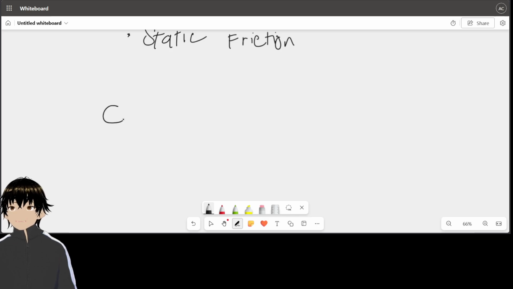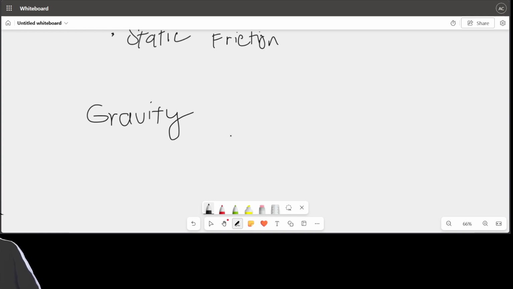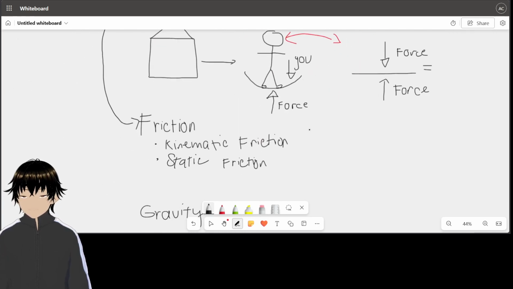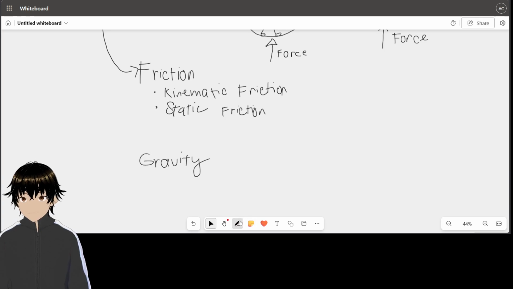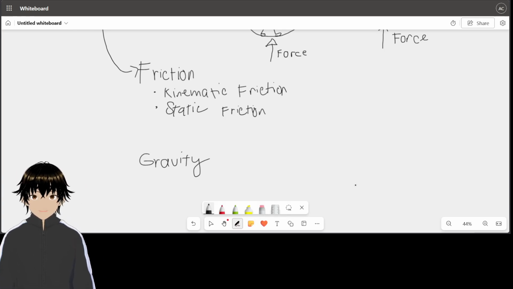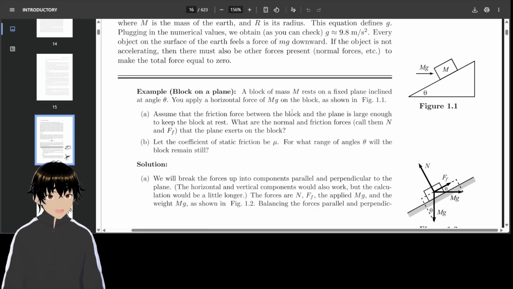The fourth balancing force will be gravity. Okay. So that's the extent of what I learned so far. Okay, so let's continue on.